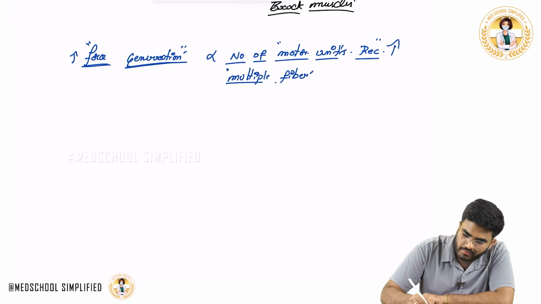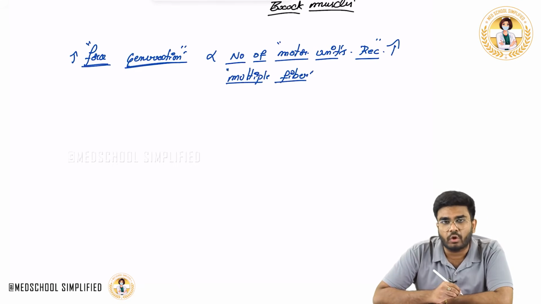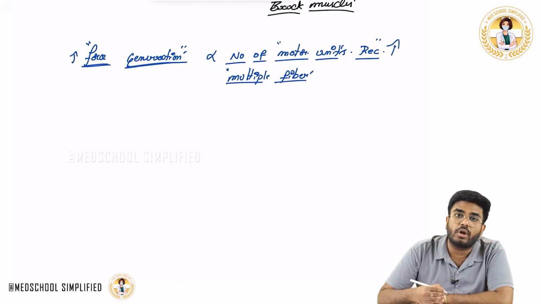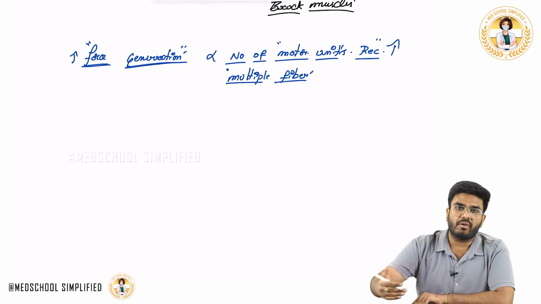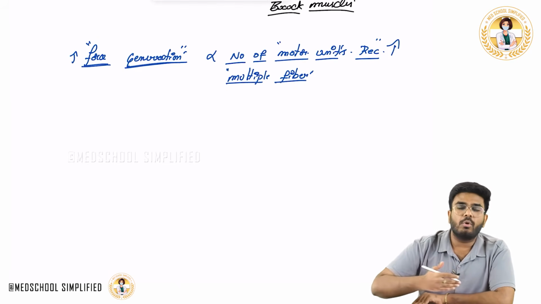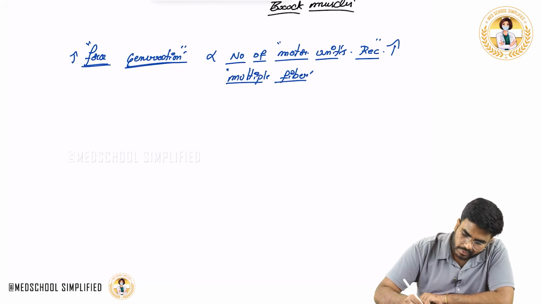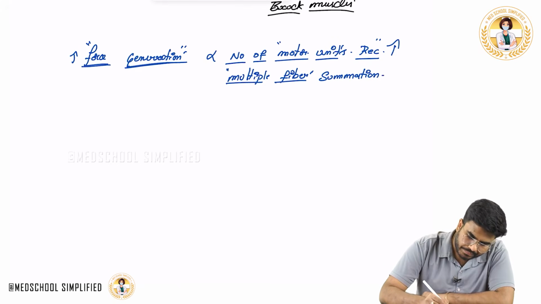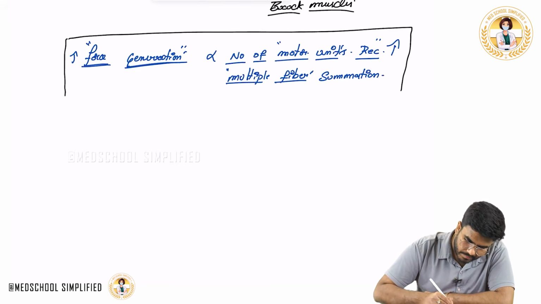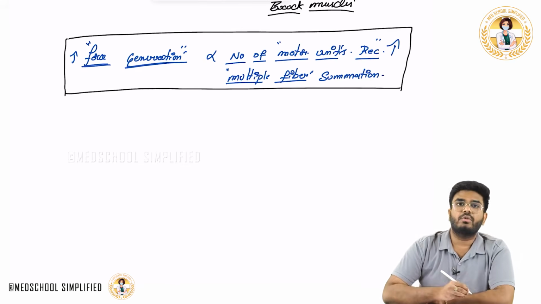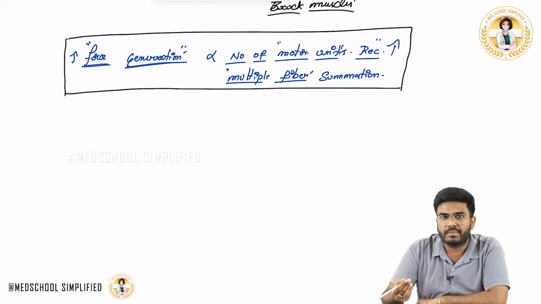It means multiple muscle fibers are getting involved and contracted. There is a summation, an adding up of the force. The more fibers, the more powerful the force, the more contraction. So, multiple fiber summation. This is the concept I want you to know.